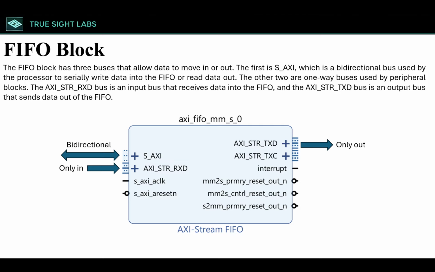The FIFO block has 3 buses that allow data to move in or out. The first is S-axis, which is a bidirectional bus used by the processor to serially write data into the FIFO or read data out. The other 2 are one-way buses used by peripheral blocks. The AXI-Stream RX bus is an input bus that receives data into the FIFO, and the AXI-Stream TXD bus is an output bus that sends data out of the FIFO.